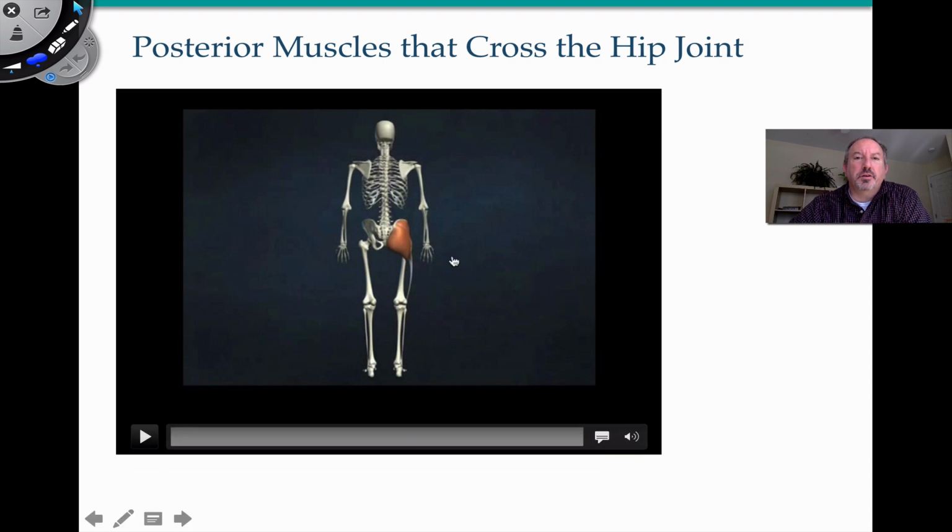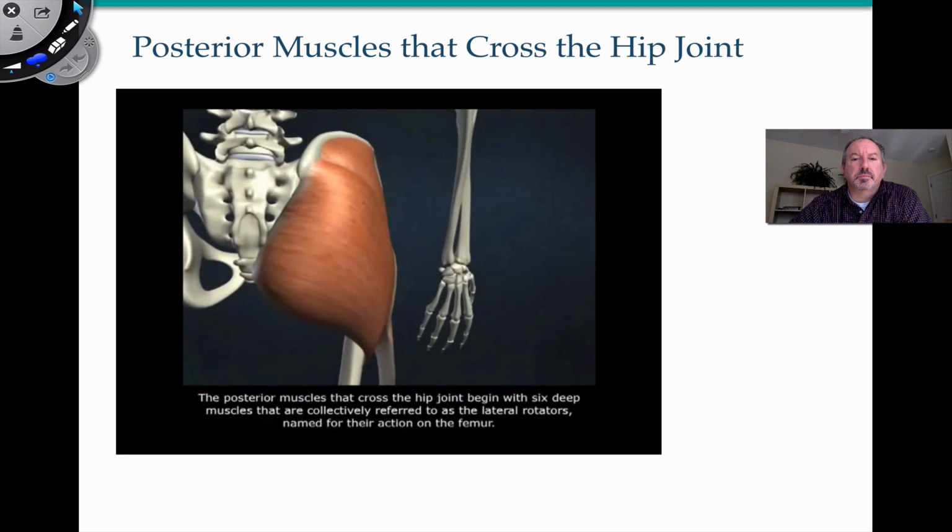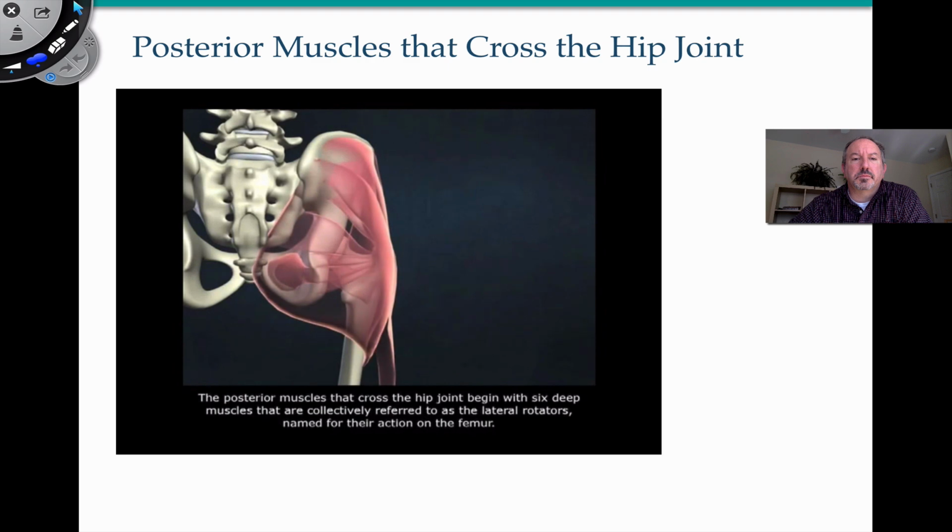This is sort of closing the whole hip joint and reviewing a little bit of what we have been discussing. The posterior muscles that cross the hip joint begin with 6 deep muscles that are collectively referred to as the lateral rotators, named for their action on the femur. They are the gemellus superior, the gemellus inferior, the obturator externus, the obturator internus, the piriformis, and the quadratus femoris. Superficial to the lateral rotators are the 3 gluteal muscles, the gluteus minimus, the gluteus medius, and the gluteus maximus.